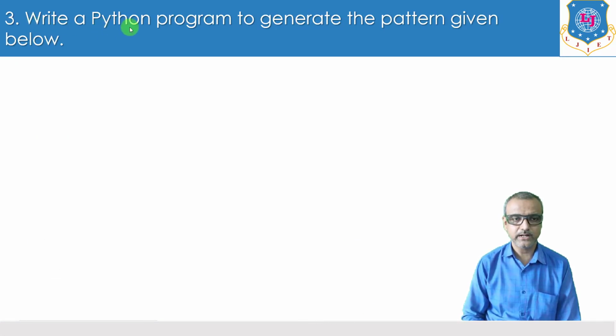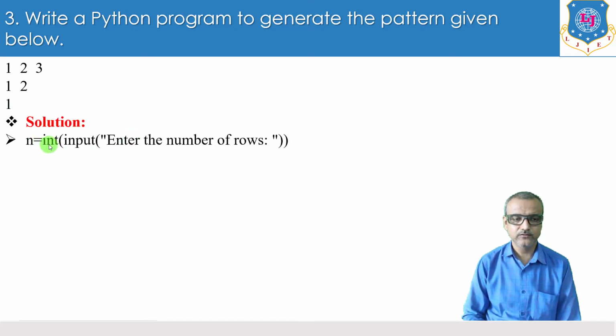Program number 3: write a Python program to generate the pattern given below. See, this is the pattern. In the first row we want 1, 2, 3. In the second row 1, 2. In the third row 1. So here is the solution. n equals int of input of "Enter the number of rows", for i in range n.